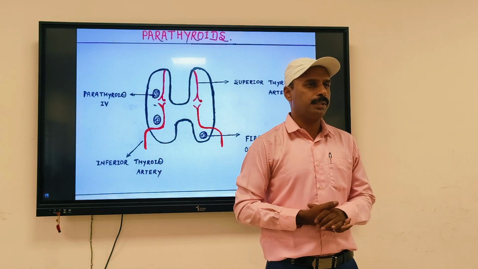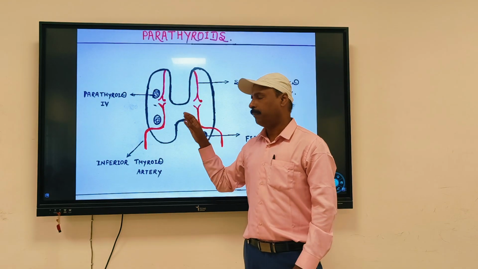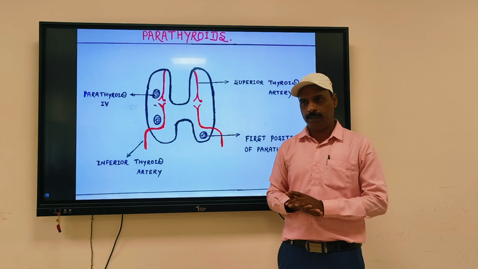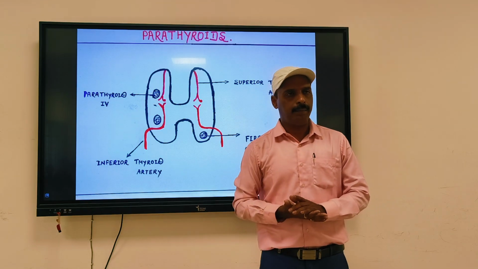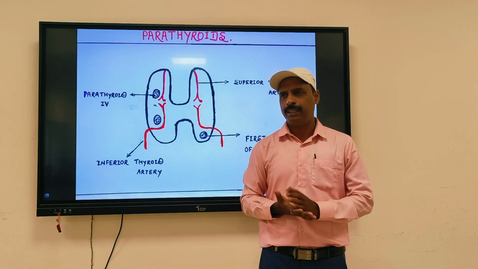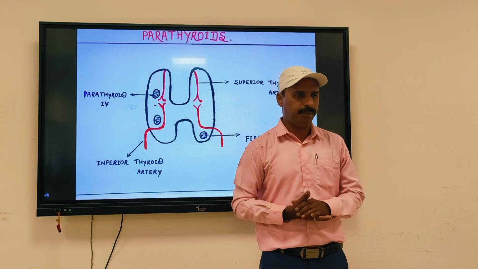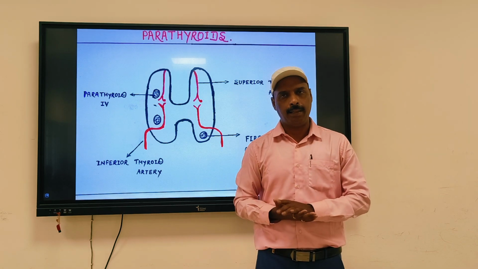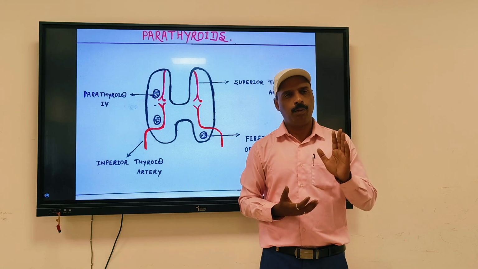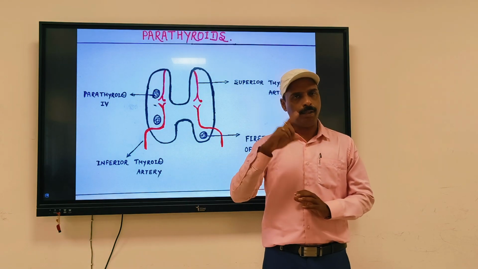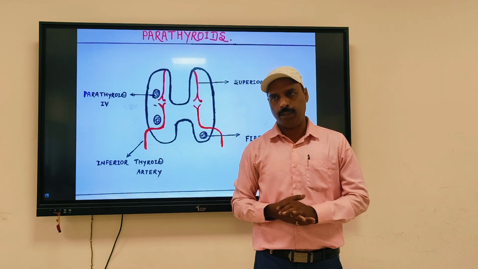Then going to the structure of the parathyroid. When you section the parathyroid and see it histologically under the microscope, you get the types of cells: principal or chief cells and oxyphil cells, which are present in the parathyroid. They secrete only one hormone, that is parathormone. The thyroid secretes thyrocalcitonin.